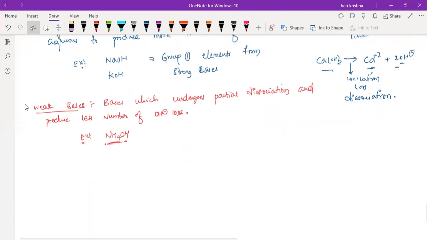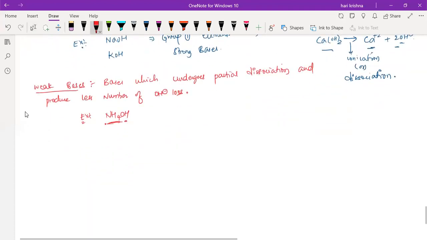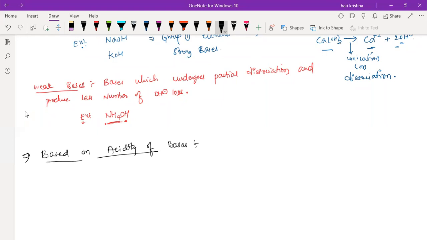Next one, the term called acidity. In the acid we studied basicity, right? So acidity is the number of OH minus ions produced. Very good. Acidity is the number of OH minus ions produced. It is simple. Basicity means the number of replaceable hydrogen atoms, right? Acidity is not like that. It is very simple. By seeing the formula itself, you can find out.